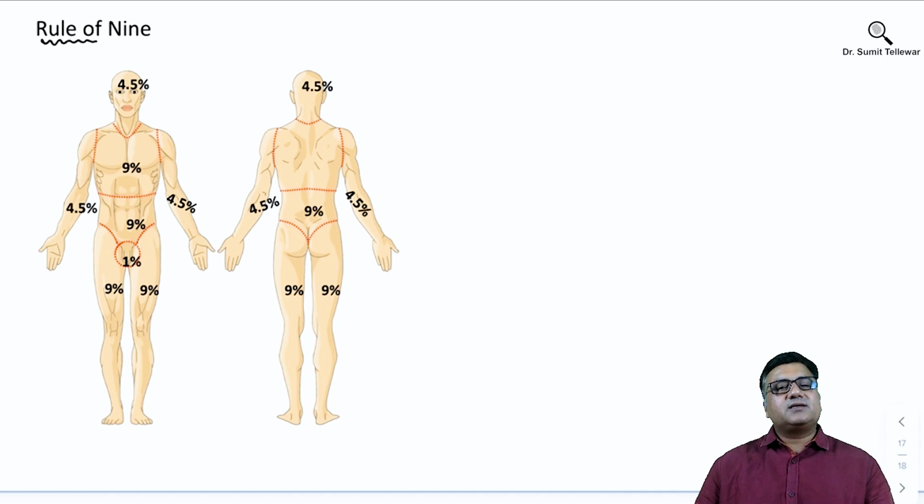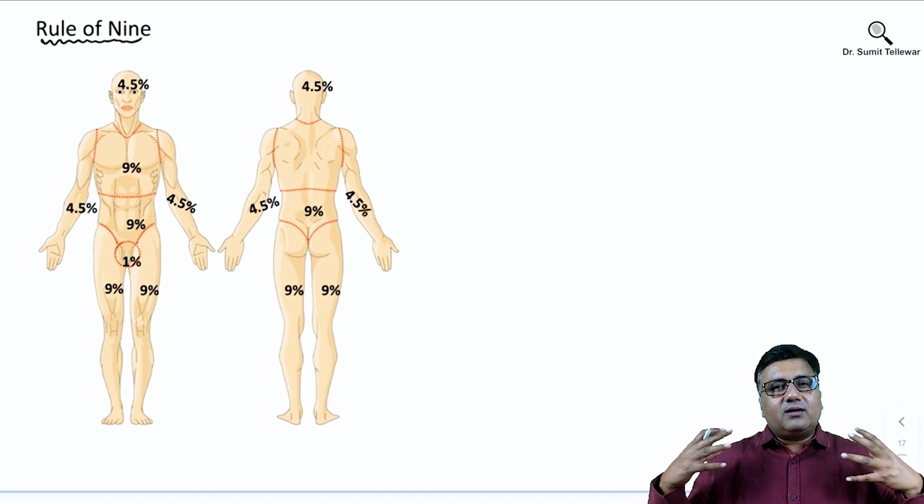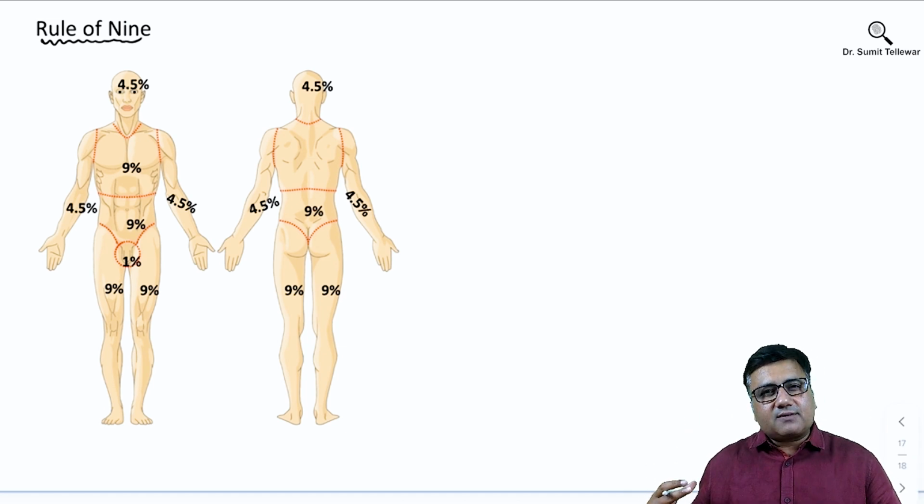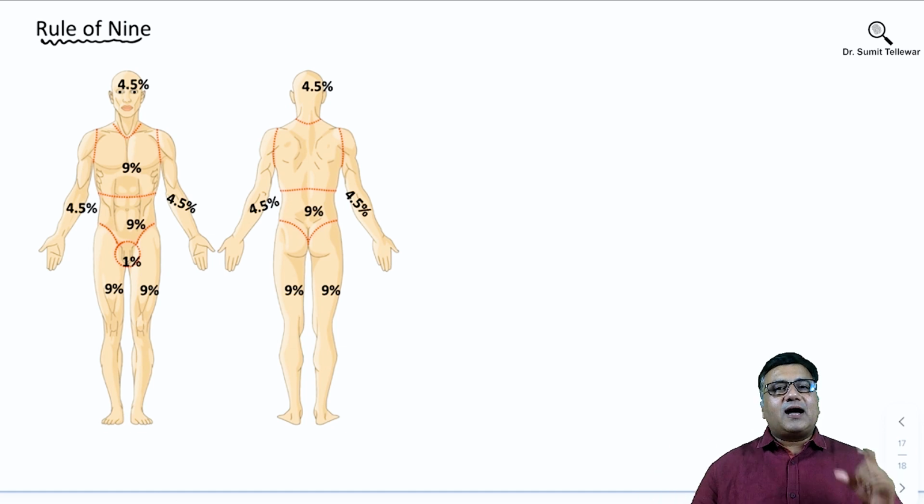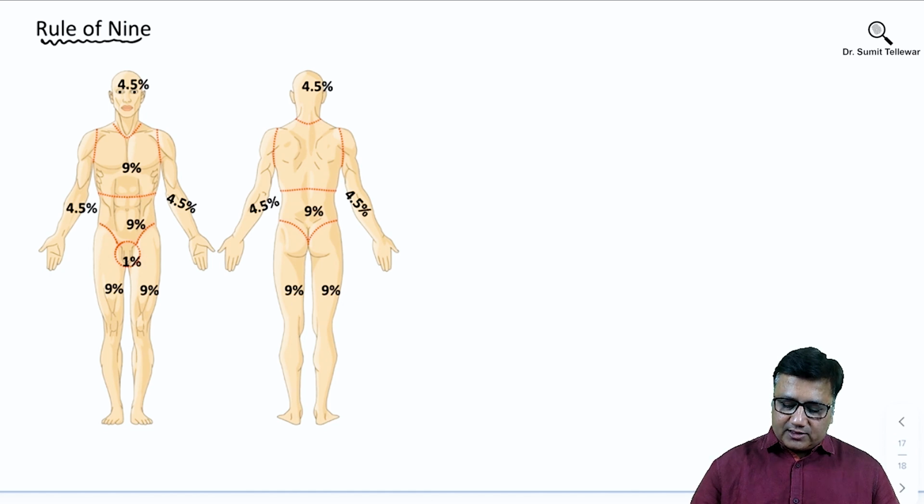Rule of 9 says that there are 11 different body areas. All of them are 9% of the total body surface area. Head and neck is 9, as you can see here, right? Front of chest is 9, upper back is 9, abdomen is 9, lower back is 9, upper limb is 9.